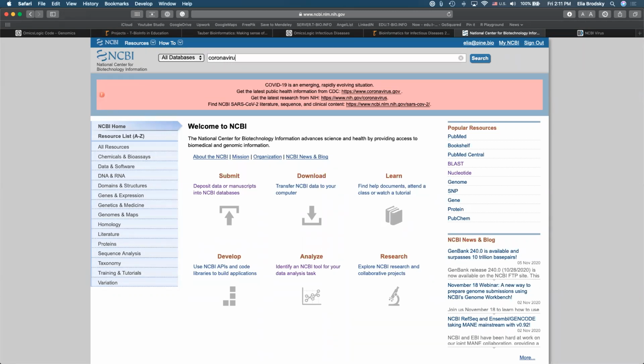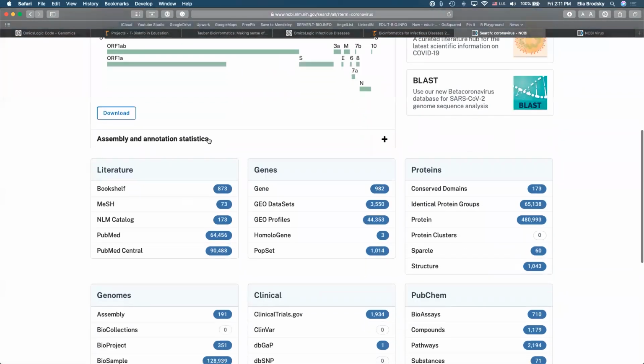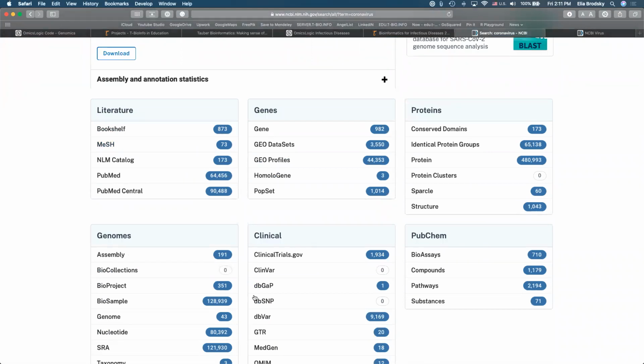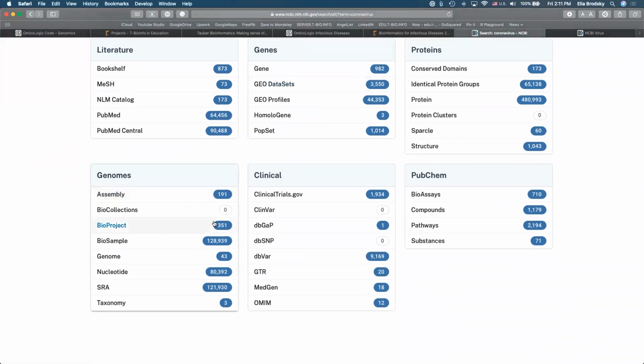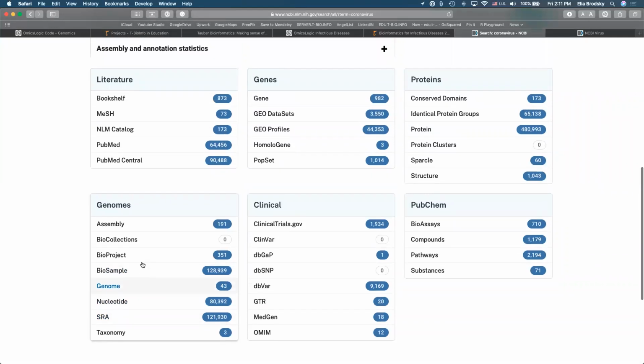So here, if you look for coronavirus, you will see that there's, of course, a lot of different types of data that you can find, including gene expression data, over 3,000 Gene Expression Omnibus data sets. You can see 351 BioProjects, which together have over 100,000 BioSamples. So you really have a lot of access to data sets right here, and over 100,000 SRA, which is the Sequence Read Archive or the raw FASTQ files. Really a tremendous diversity of data sets.